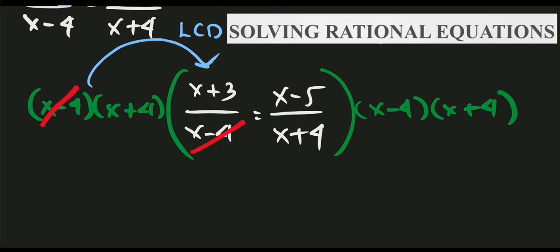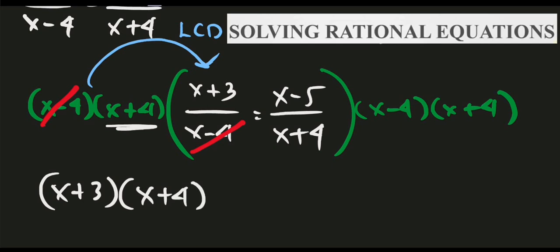So that is our technique. Just eliminate the common factors and multiply the remaining values. So the remaining value here is x plus 3 times this, we have x plus 4.